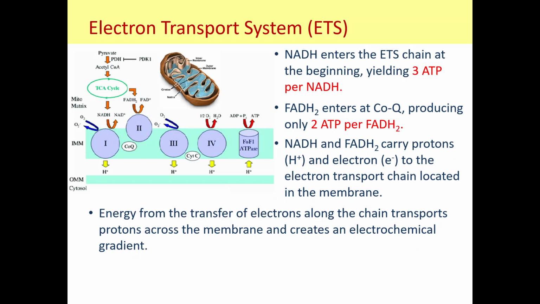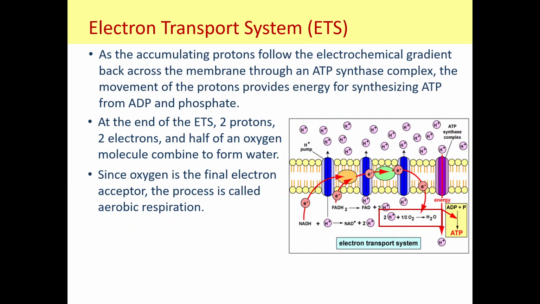This creates a difference in the potential, or electrochemical gradient, and this would be captured and converted into a usable form of energy. As the accumulating protons follow the electrochemical gradient back across the membrane through the ATP synthase complex, the movement of the protons provides energy for synthesizing more and more ATP from ADP and phosphate. At the end of this ETS, 2 protons, 2 electrons, and half of an oxygen molecule combine to form water. Since oxygen is the final electron acceptor, this process is called aerobic respiration.